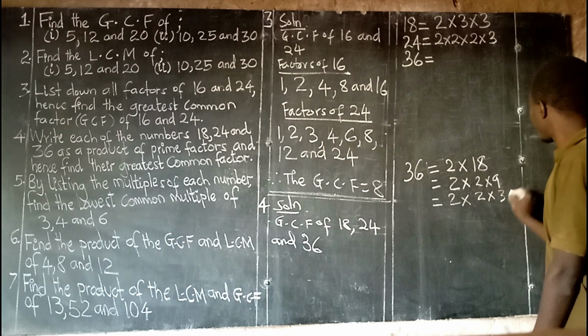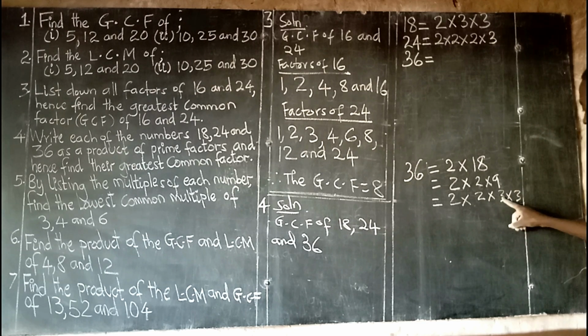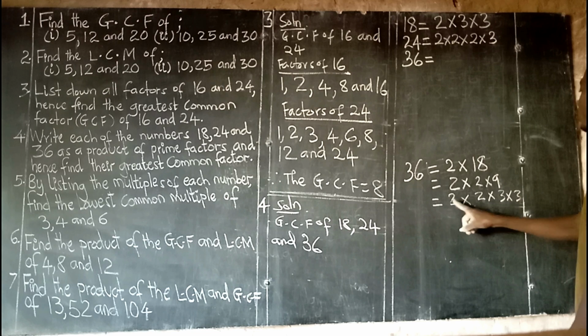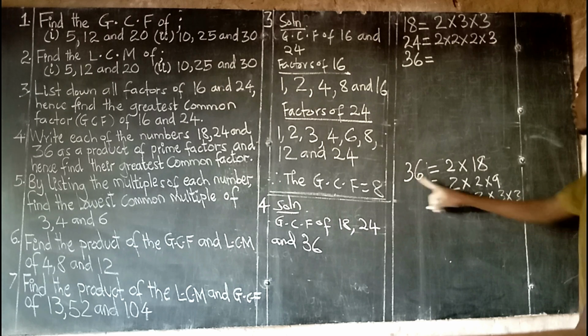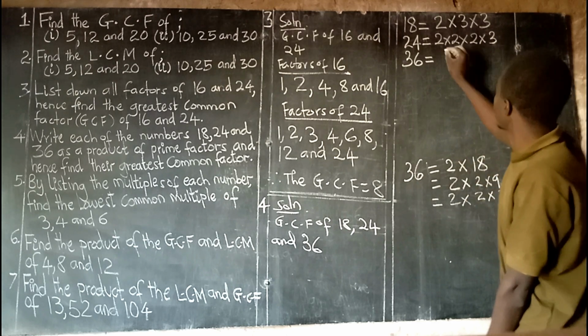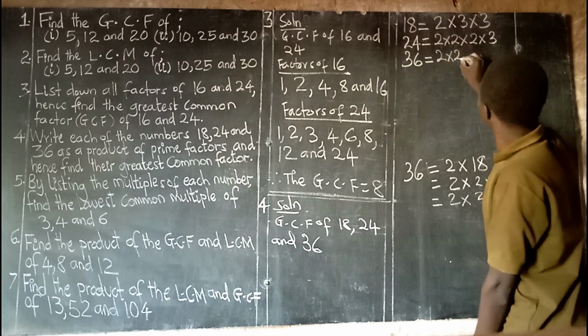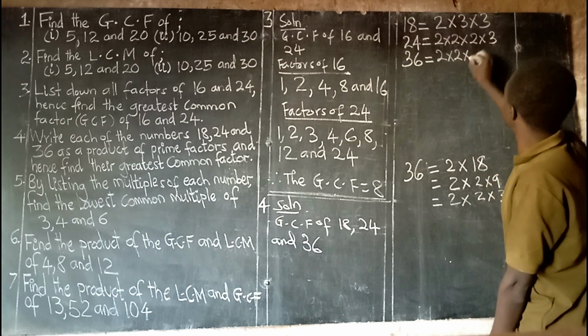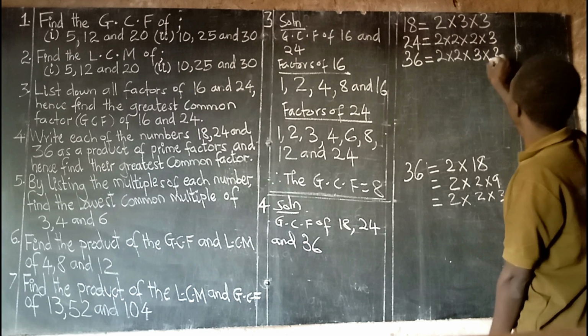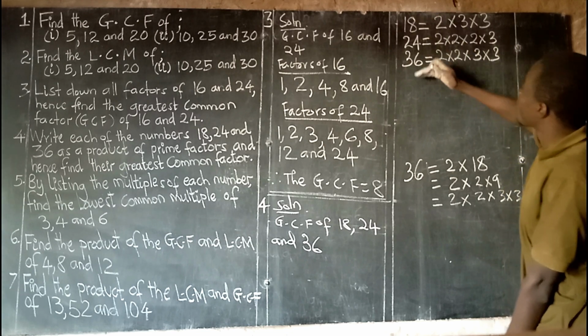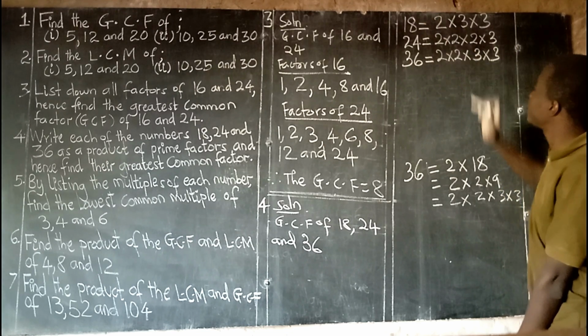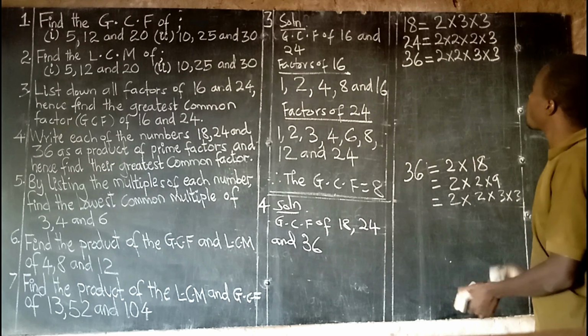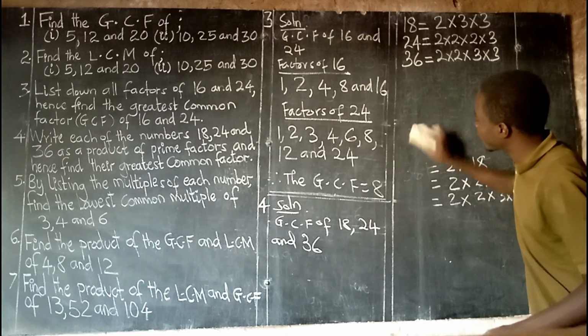times 3 times 3. Now you can see 3 times 3 is equal to 9, and each of these is a prime number. So 2 is prime, 2 is prime, 3 is prime, 3 is prime. 2 times 2 times 3 times 3, we get 36. Now we are through. This is the way we write the given 3 numbers each as the product of prime factors.